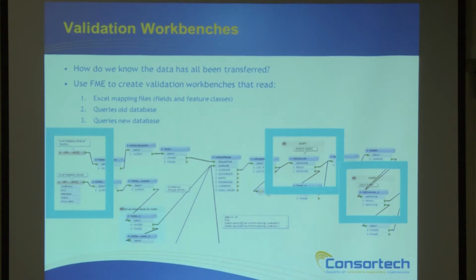So the validation workspaces were really important. We were able to use FME to make sure that the data came across as we wanted it to. So how do we know that all the data has been transferred? Well, we used FME to create validation workbenches that read the Excel mapping files, our original mapping files. So we had to make sure that those were clean. And we know that those were clean because they came from our source data with FME. It also queries the old database and queries the new database and does a comparison.